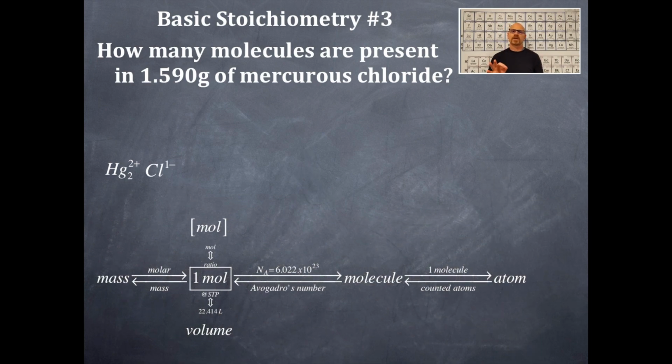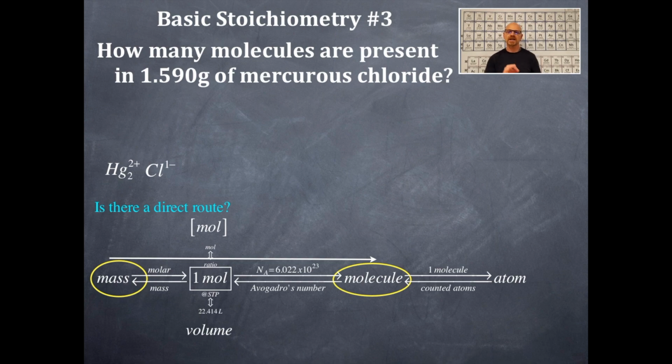Okay, I'm going to think about this flow chart. Where am I starting off at? I'm starting off with a mass. That's correct. That's awesome. And where am I going to end up with? Molecules. So the question is, is there a direct route? From mass to molecules, is there a direct route? And the answer is no. There is absolutely not a direct route. So we're going to get rid of that.